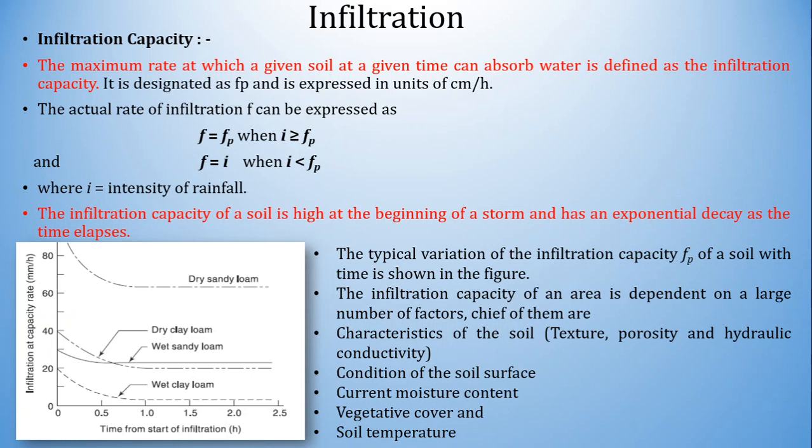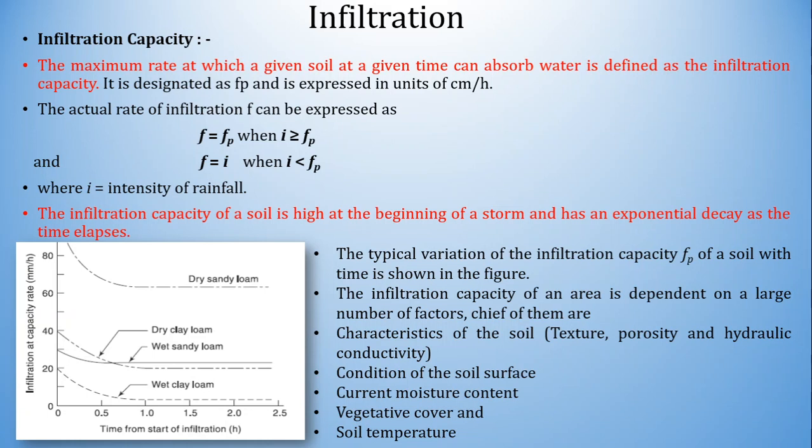The actual rate of infiltration f can be expressed as f is equal to Fp when i is greater than or equal to Fp, and f is equal to i when i is less than Fp, where i is the intensity of rainfall. Meaning, if the intensity of rainfall is more than Fp, then f is equal to Fp. What is f? f is the infiltration rate. And if i is less than Fp, then f is equal to i.